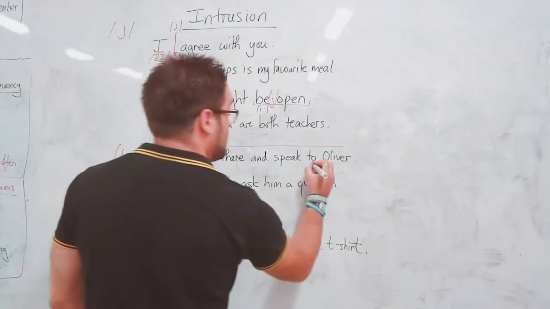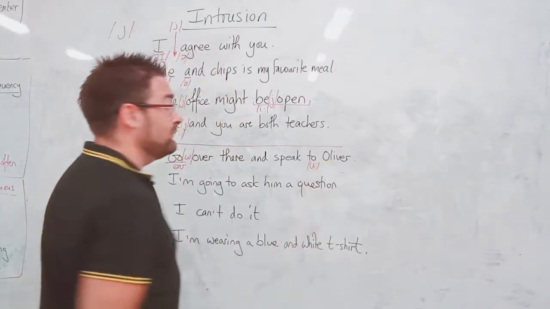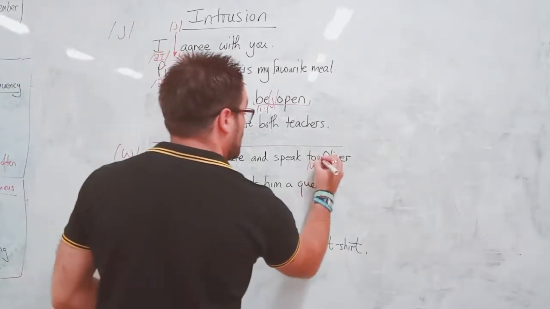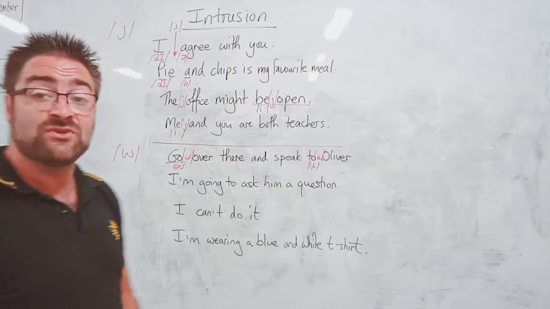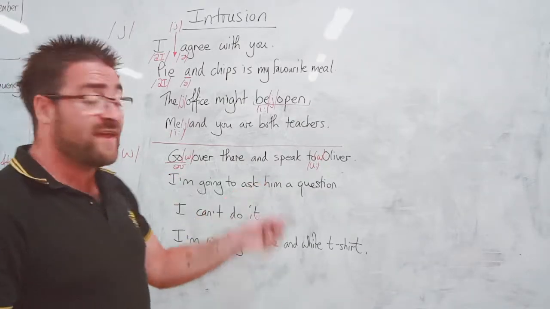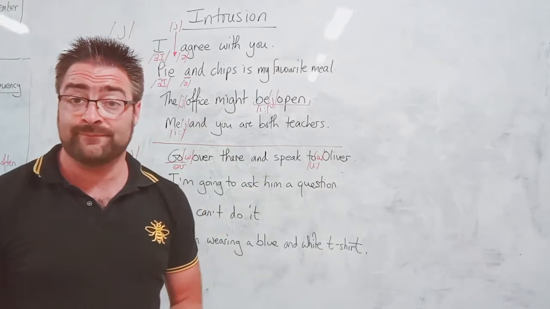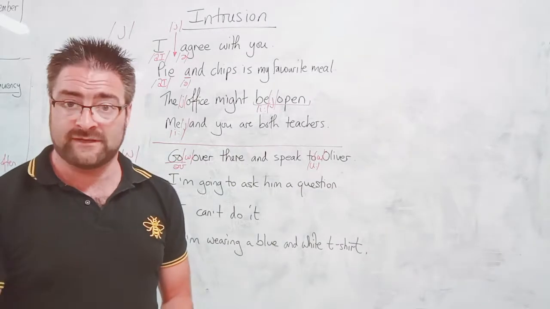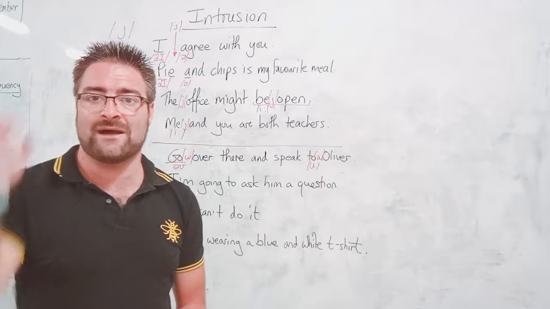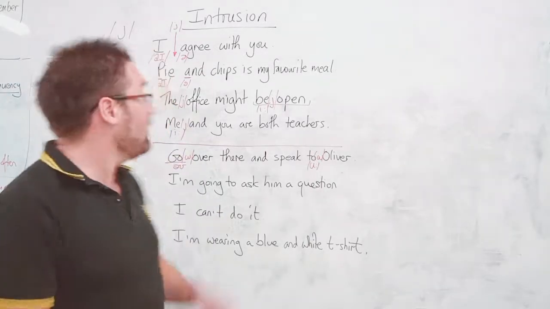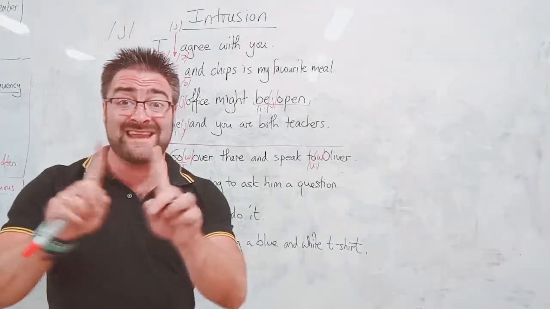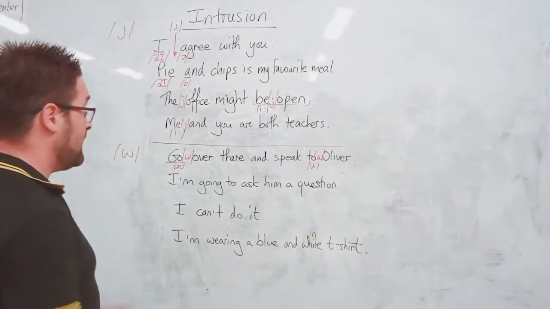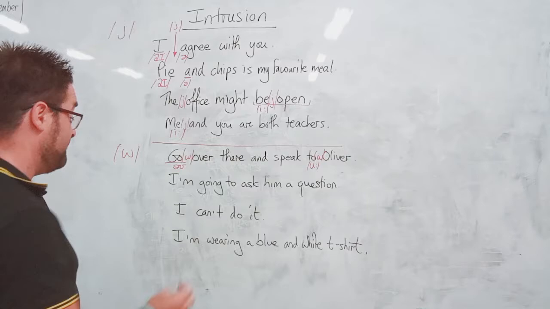And after the sound oo, as in to, again the W sound will jump into the middle. So we've got go over there and speak to Oliver. Speak to-w-Oliver. You can hear that W sound has jumped into the middle. What these sounds are doing is they are helping us to connect our speech so that we can speak more comfortably.